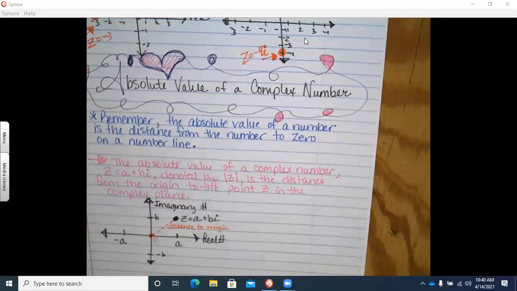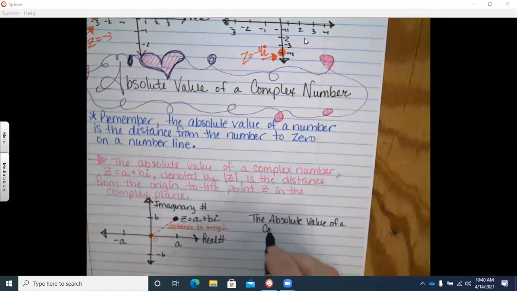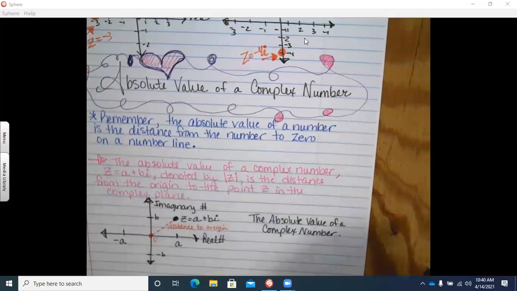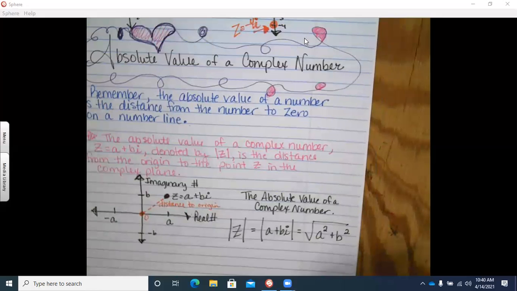So the absolute value of a complex number, that would mean the absolute value of z equals the absolute value of a plus bi. To find that, you do the square root of a squared plus b squared. Remind you of the distance formula?